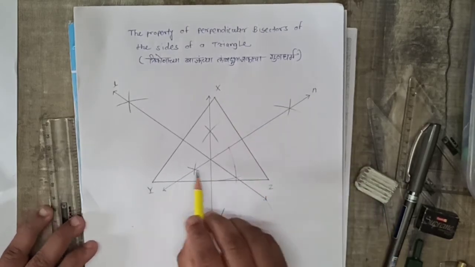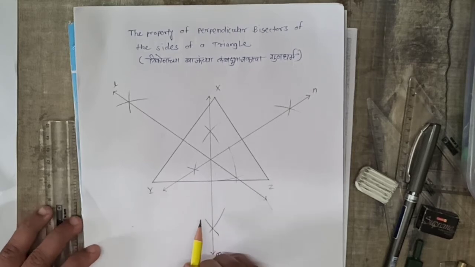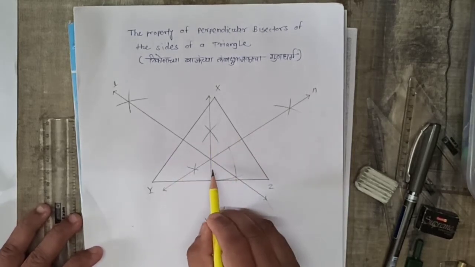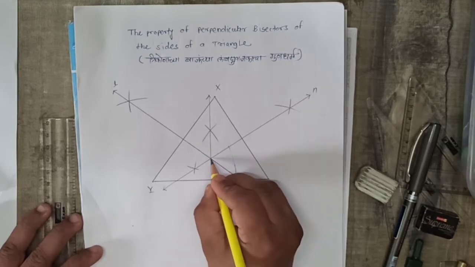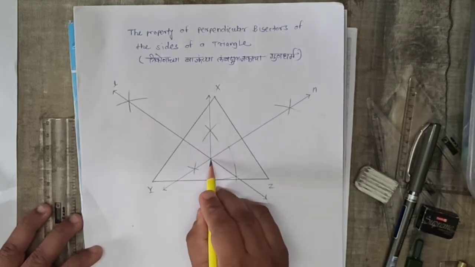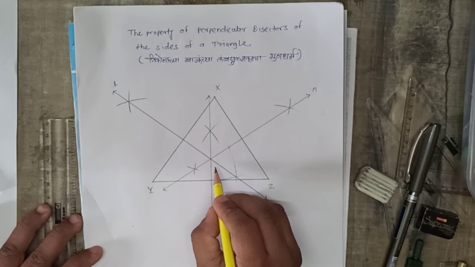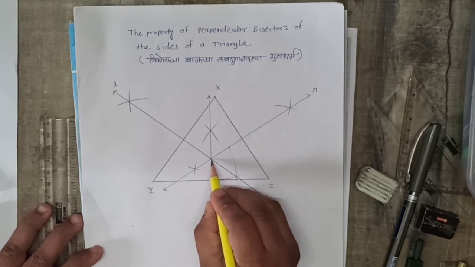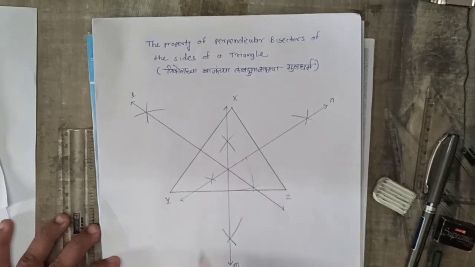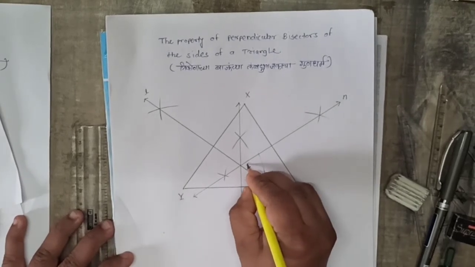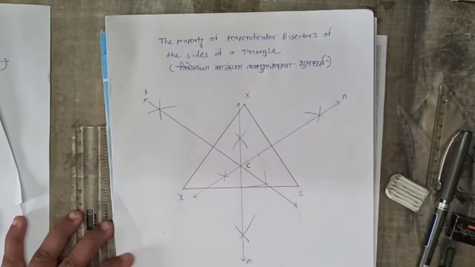And in this triangle, we note that the perpendicular bisectors of all these three sides meet in one point. See this point. This point is a concurrent. That means all three perpendicular bisectors meet at a single point, so it is called the point of concurrence. Let's name it as point C. Okay.